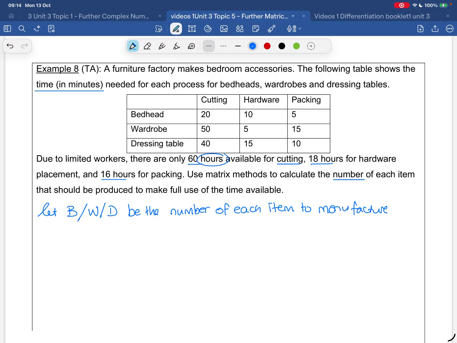All right, now what I noticed here is that the table shows the time in minutes and we've been given time in hours. So either we need to turn our hours into minutes or our minutes into hours. It doesn't really matter which way around you do it, but you need to make sure that you got your units of measure correctly.